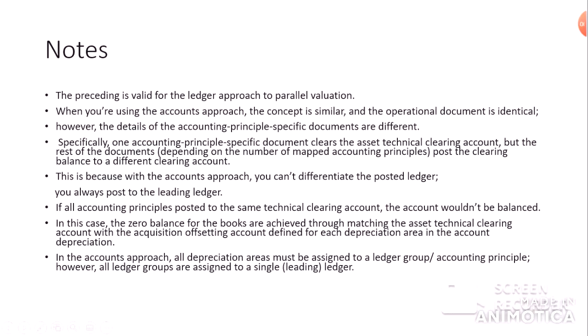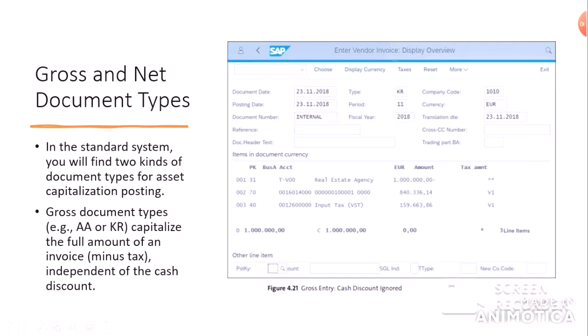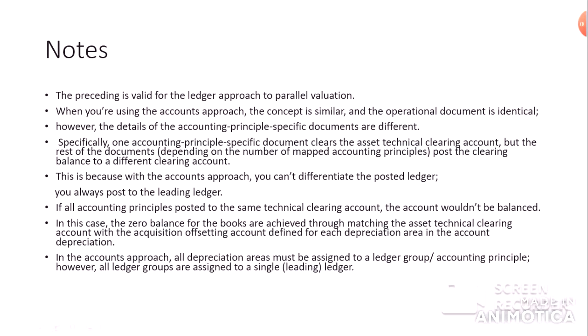This is because with the accounts approach, you can't differentiate the posted ledger. You always post to the leading ledger. So if we are using the ledger approach and the accounts approach, the operational document will not change, but the document's line items which are posting to the accounting principles, the ones for clearing, will change a little bit. If all accounting principles posted to the same technical clearing account, the account would not be balanced.